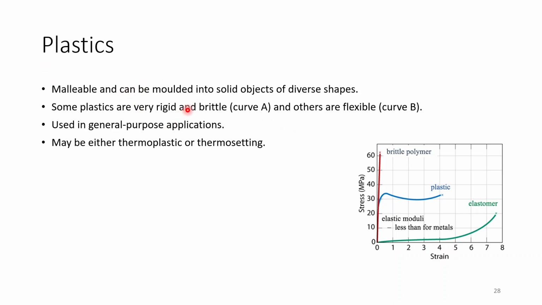And so some plastics, plastics are malleable and can be molded into solid objects of diverse shapes. And some of the plastics are very rigid and brittle as shown as curve A. Others are flexible as curve B, and these are used in general purpose applications as well. Now it may be either thermoplastic or thermosetting type of materials.